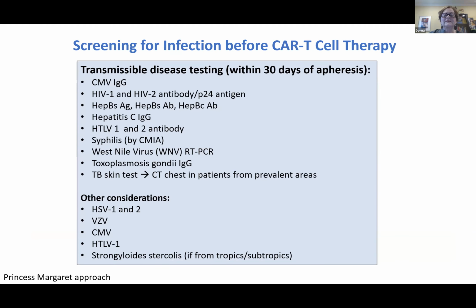So this is our list of diseases we screen for before CAR T. It's not dissimilar from what we do for a stem cell transplant, but we also look for evidence of prior herpes infections, which we know will reactivate, and for people in the tropics. We have a number of people who have immigrated from the Caribbean. Strongyloides is a parasite that can get us into trouble and may need to be treated.